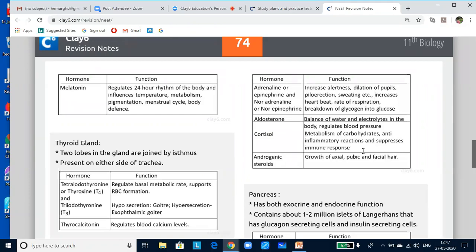It is a neurosecretory transducer and secretes hormones in response to nervous activity. The main hormone it secretes is melatonin. This melatonin is responsible for the 24-hour rhythm of the body, and it influences temperature, metabolism, pigmentation, menstrual cycle, and body defense.